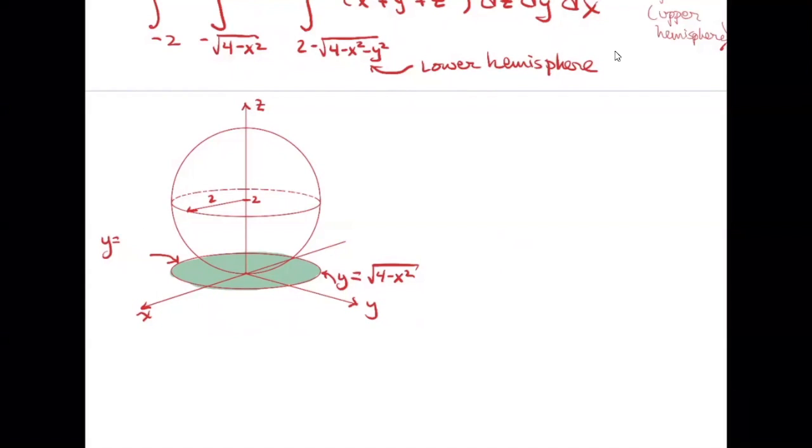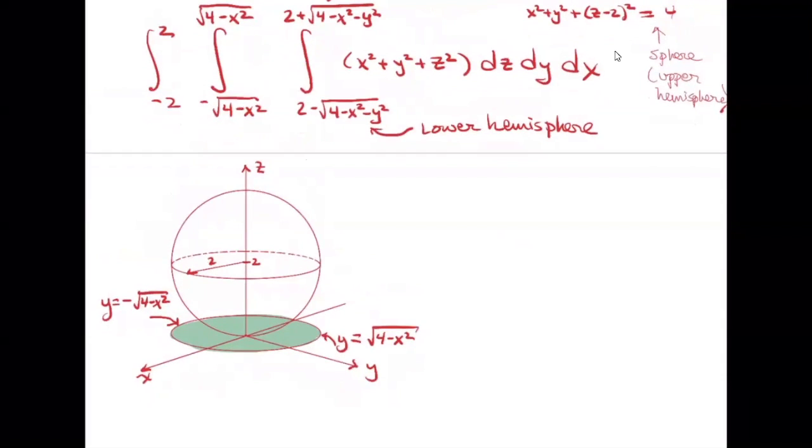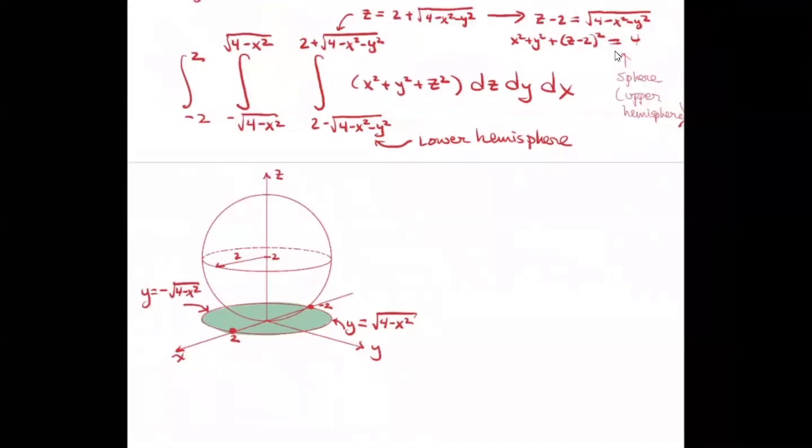So y equals the negative square root of 4 minus x squared. That's the bottom curve down there. And then x is just going to go from negative 2 to 2. So I'm laying out the limits on the integral. X is negative 2 to positive 2. Y is a curve to a curve. And z is a surface to a surface. So the only thing I need to figure out is the formula for this surface.